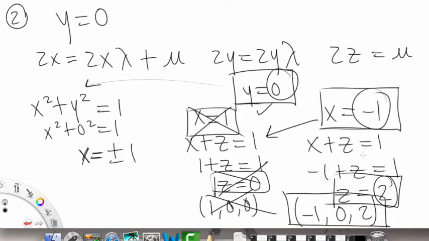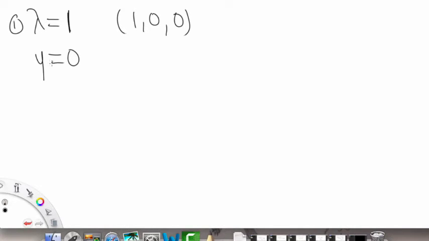All right, so now let's write what we've learned so far. If we used the first method, so lambda equals 1, which satisfied that middle equation, then we got the point 1, 0, 0, okay? And if we set y equal to 0 in order to satisfy that middle equation, we got negative 1, 0, and 2. So now we have a dilemma, right? We have two candidate points, but we don't know which one is going to maximize our main function, our distance. So let's just see.